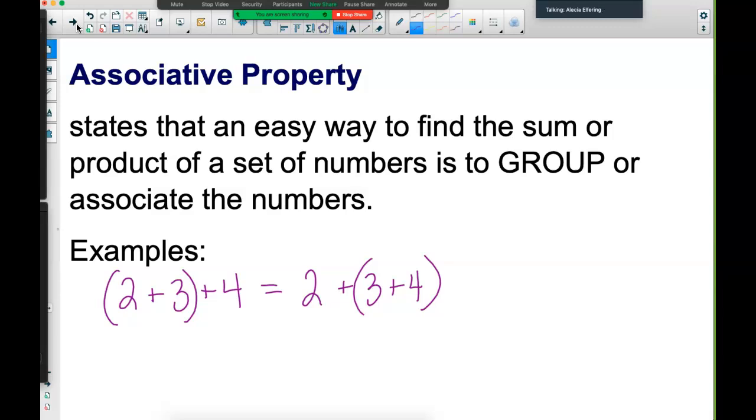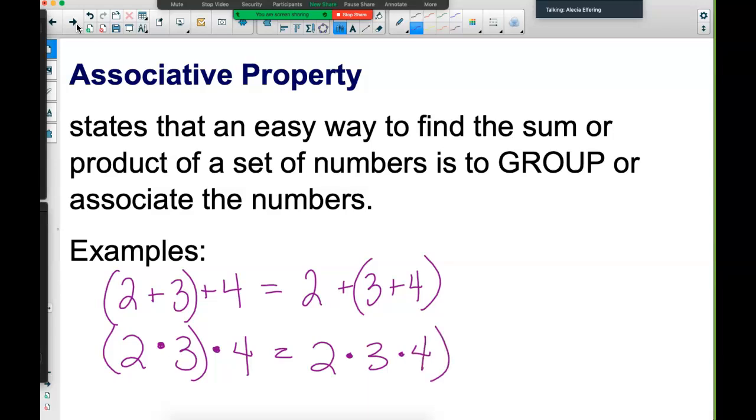It also works with multiplying. So we could go 2 times 3 times 4 and group the 2 and the 3 together, which would be the same as 2 times 3 times 4, but grouping the 3 and the 4 together. Either way, the answer is 24.